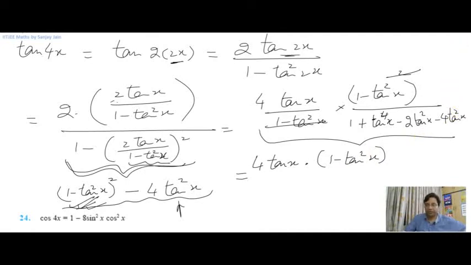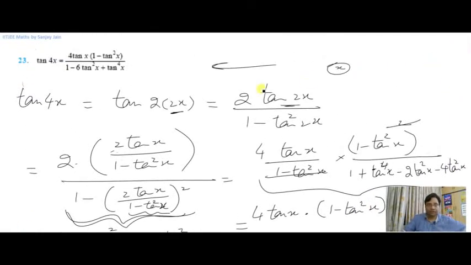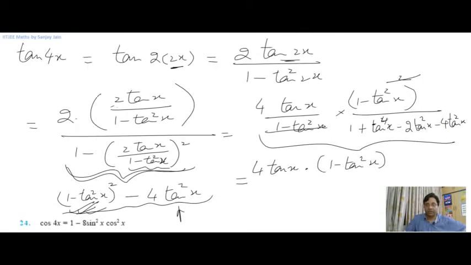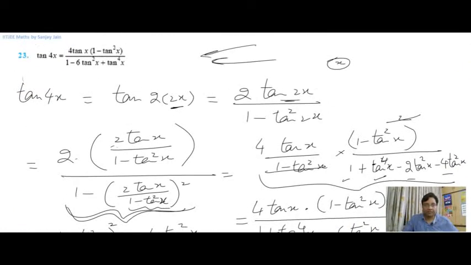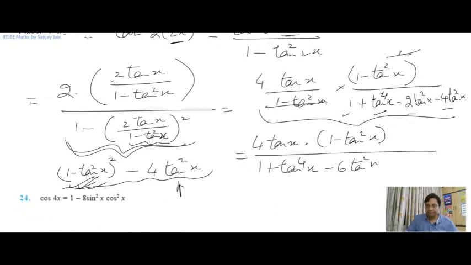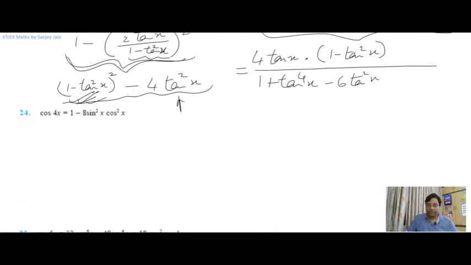And what do I require on the right hand side? Let me check. 4 tan x into 1 minus tan square x. So this is exactly the numerator that I require, and obviously the denominator will fall into place. So let us check. 1 plus tan raised to power 4x, and this is minus 2 minus 4 minus 6 tan square x. Is this the same denominator that we required, 1 plus tan raised to power 4x minus 6 tan square x? So yes, we have got exactly the required right hand side, hence it is proved.